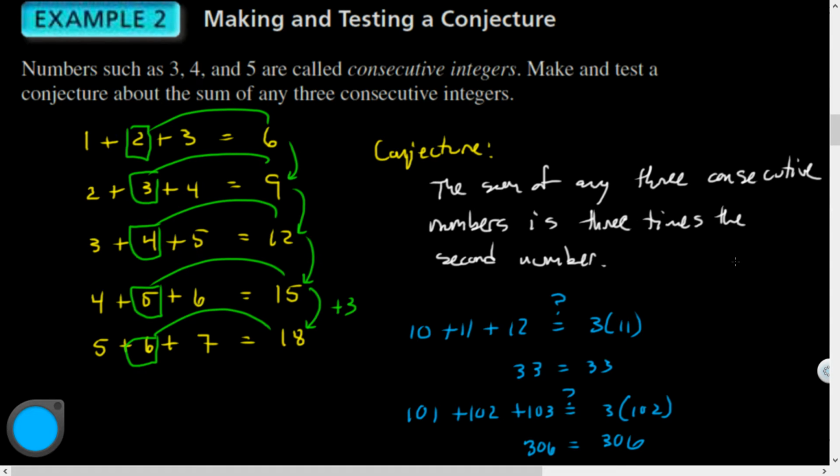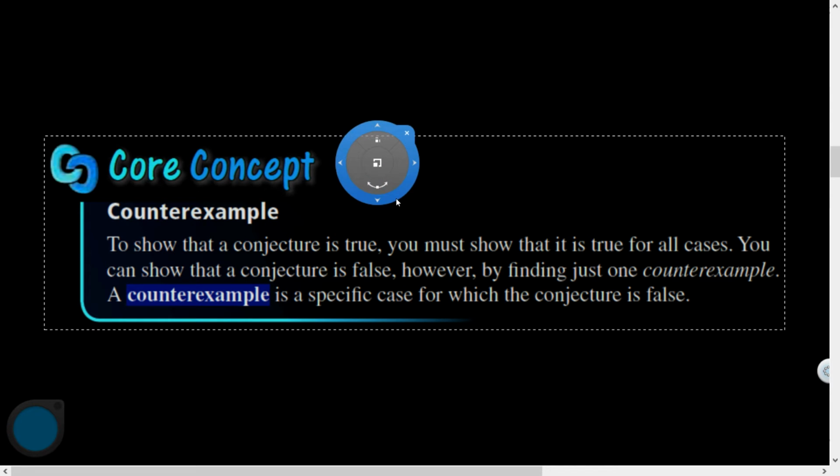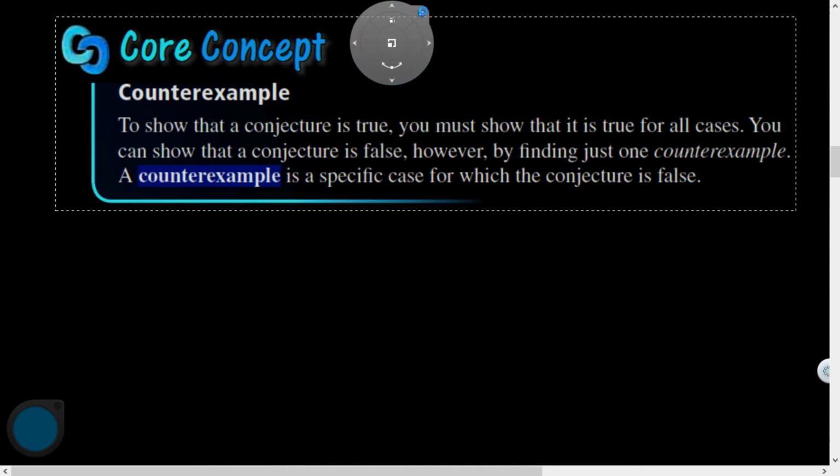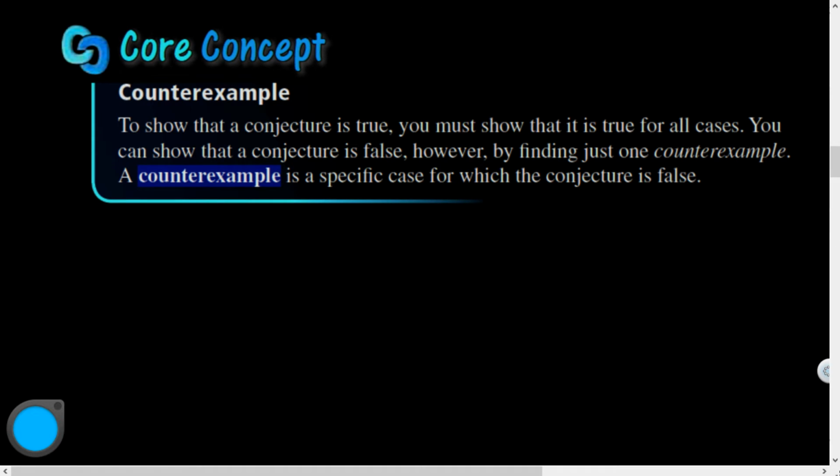I would have to test this for infinitely many cases in order to 100% know that it's true. So I don't yet know that it's proven. And even if it worked for 99% of cases but fails for one, it fails to be a true statement. And that's the idea. I've used this word already in the last couple days, a counterexample. So to show a conjecture is true, you must show that it is true for all cases. You can show that a conjecture is false, however, by finding just one counterexample.